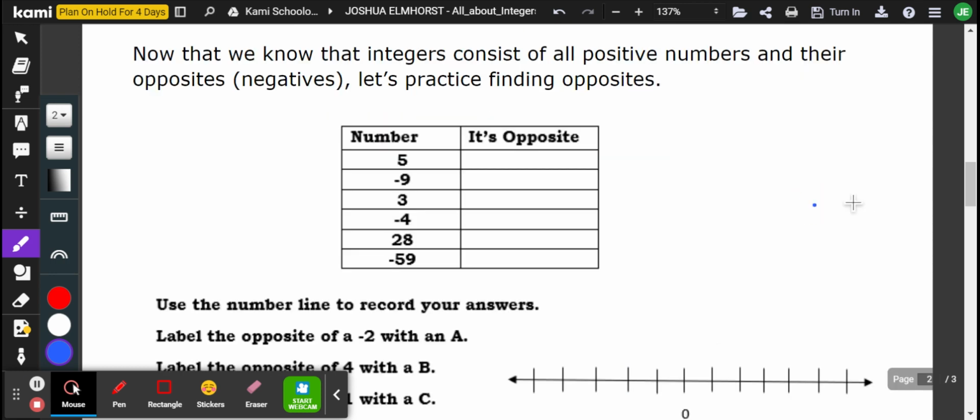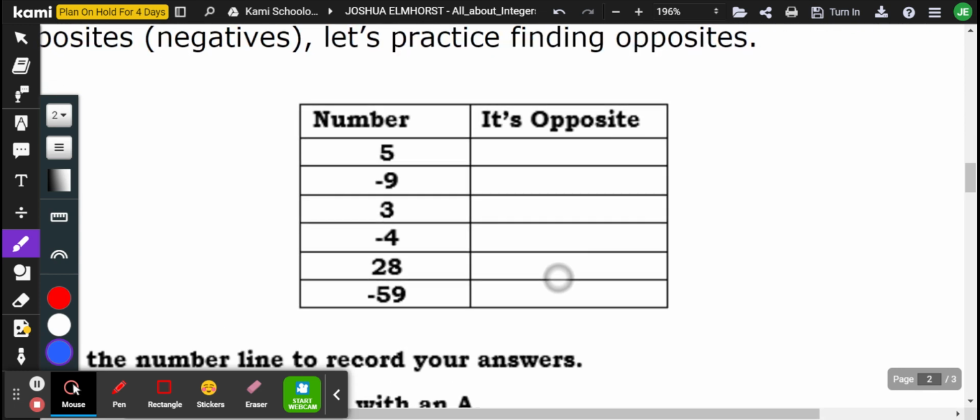So now that we take a look at our definition of integers, they consist of all positive numbers and their opposites, which means the negatives. So whole numbers going to the right and at zero, including the negative numbers going to the left. So let's just talk about opposites here. If you went positive five on the number line from zero to the right, what would the opposite be? Going left five or negative five.